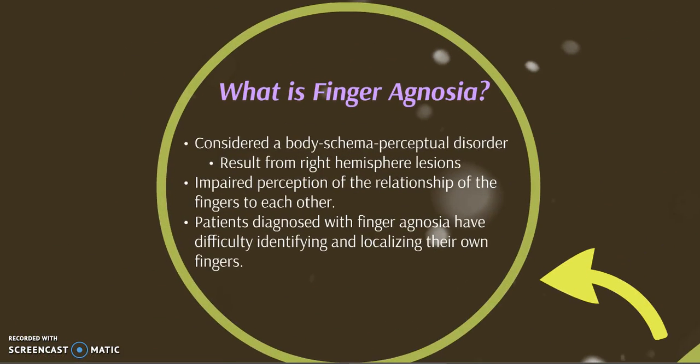So what is finger agnosia? Finger agnosia is considered a body schema perceptual disorder. Body schema is simply the awareness of the spatial characteristics of one's own body in space. And finger agnosia actually results from a right hemisphere lesion of the brain.